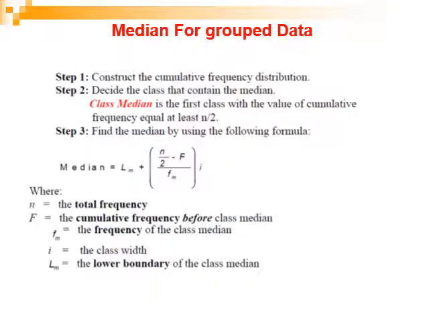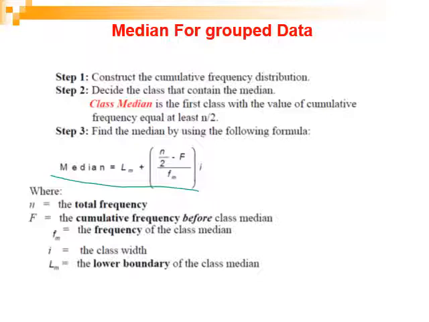Now let's move to how to get the median for grouped data also. To get the median for grouped data, we will construct the cumulative frequency distribution table like in other cases in the previous chapter, with a column for the frequency and the cumulative frequency. Step 2, decide the median class, the first class with a cumulative value equal to n over 2. Find the median by using this formula: Lm plus n over 2 minus F over Fm, times I.